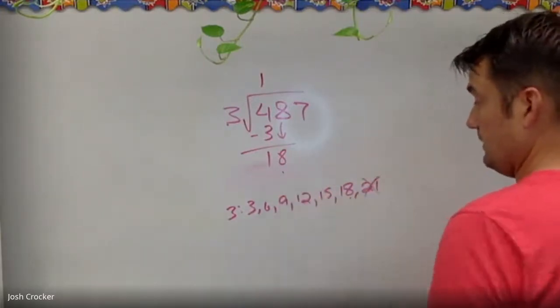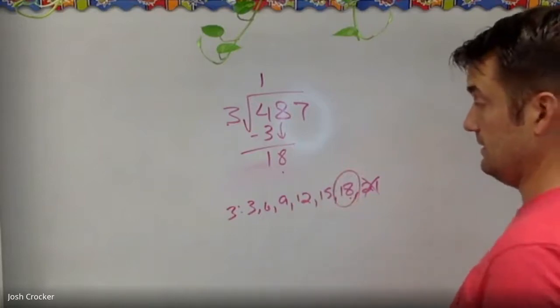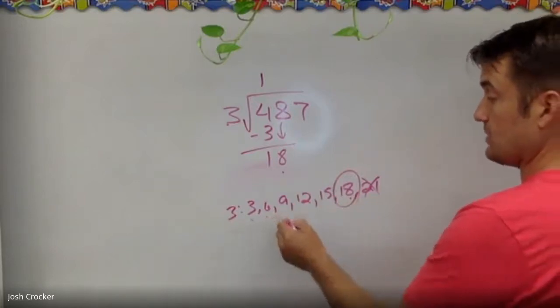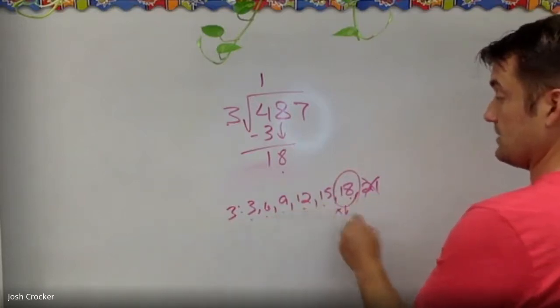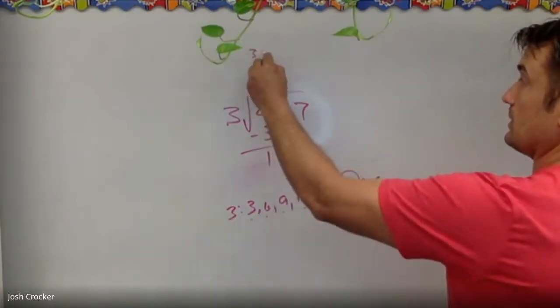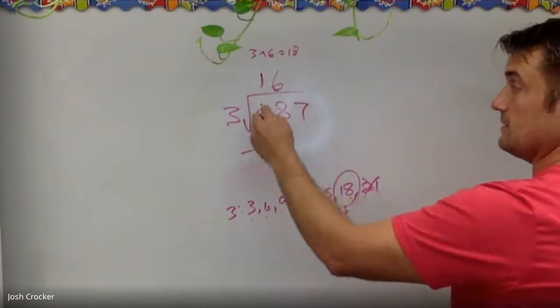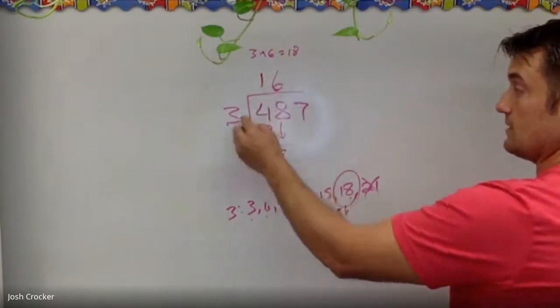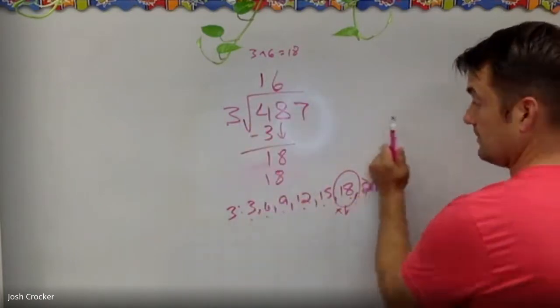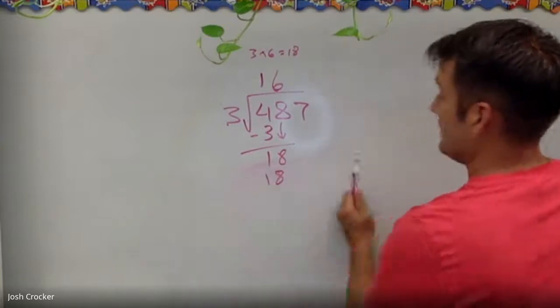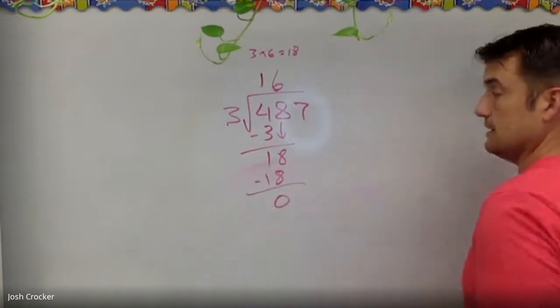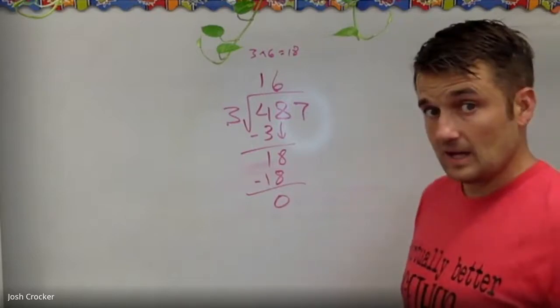That's over. This is what I want. That's times 1, times 2, times 3, times 4, times 5, times 6. Okay, so 3 times 6 is 18. So I'm going to put my 6 here because that was 48. 3 times 6 is 18. Subtract. Get 0. That's okay.